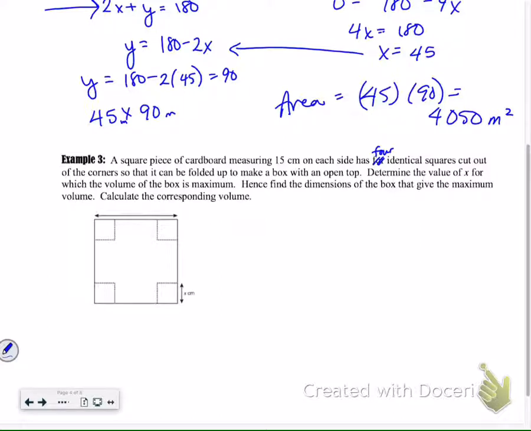So here, this whole thing here is 15 all the way around, but when I go to fold it up, and you kind of have to visualize this here, this would be x. All of these are x's here, x's all around. What that means is that this dimension right here is actually 15 minus x, and then the dimension on the side is 15 minus, sorry, not minus x, minus 2x.